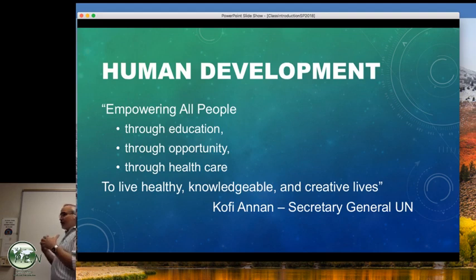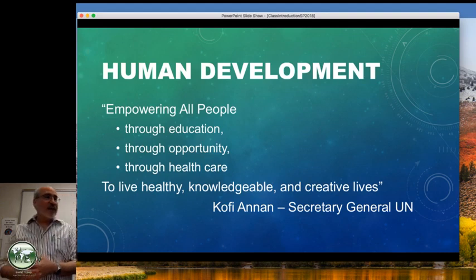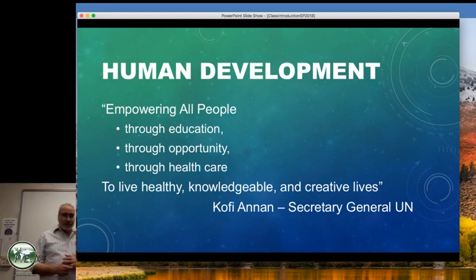What I found in my trips to Thailand, and my wife, as you maybe noticed, is from Thailand, and so we put this project together as we went back, is that in Thailand, they have this conception of building people for human development. And this is from Kofi Annan, Secretary General of the United Nations, the previous one. He had this definition of what it means to be for human development. It says to empower all people, not just the wealthy, all people through education, opportunity, and healthcare. Because if you don't have health, what can you do, right? So these three things are needed to live healthy, knowledgeable, and creative lives.